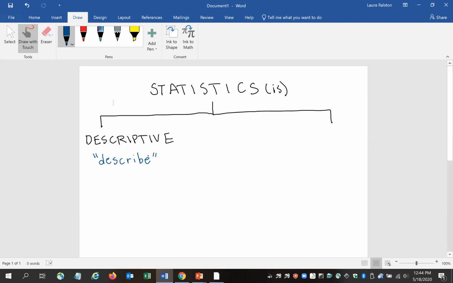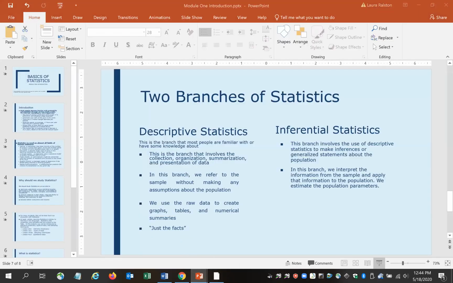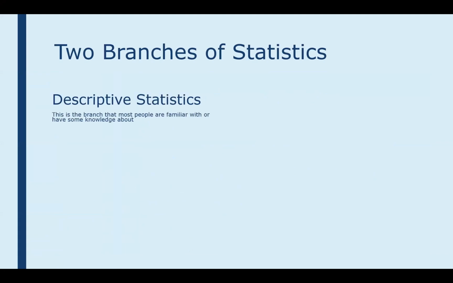And so with descriptive statistics, and it's listed on the PowerPoint this way, descriptive statistics is the branch of statistics that most people are familiar with, because when most people think about statistics, they think about the pretty pictures and the graphs and tables and that kind of thing. So this is the area of statistics that most people have at least some knowledge about.